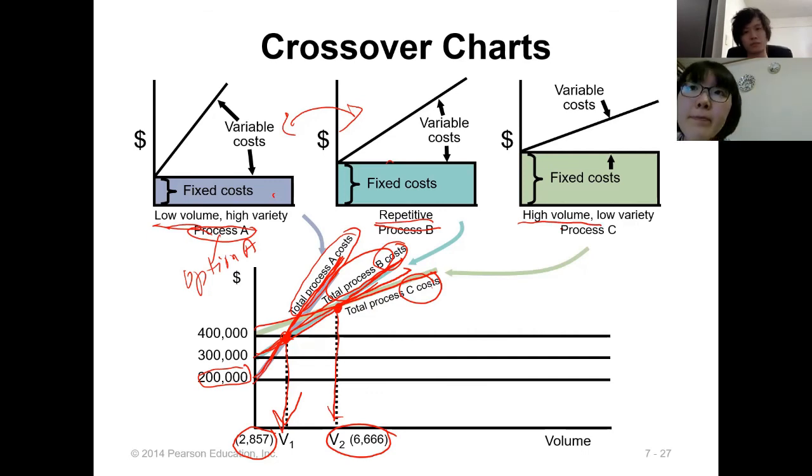Suddenly, if you have a forecast that it's going to be very high volume, then there will be a higher fixed cost and lower variable costs. Understand? Any questions so far? So this is point A, which is volume 1, the crossover between A and B, and V2 is the crossover between B and C, right? If you look at this bottom line, it is a lower total cost than the one above.